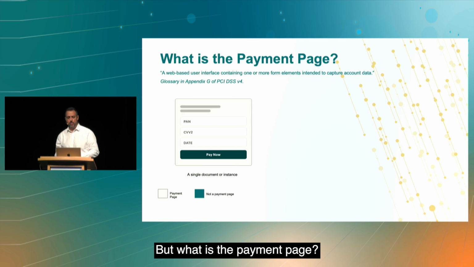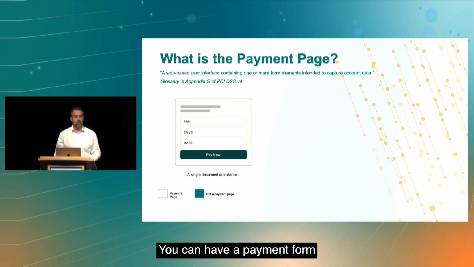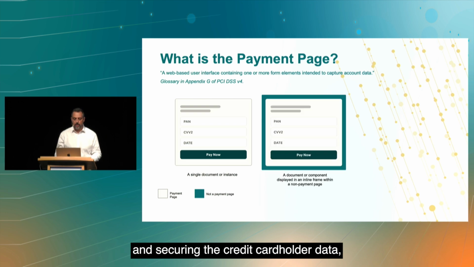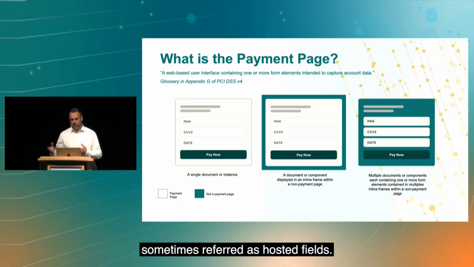But what is the payment page? Well, you have different types of payment pages. You can have a payment form directly on the website. Okay? So you will be responsible for collecting and storing and securing the credit card holder data. But you can also iFrame the payment form. This is a cross-origin iFrame. And a variant of that is every field will have its own cross-origin iFrame, sometimes referred to as hosted fields.